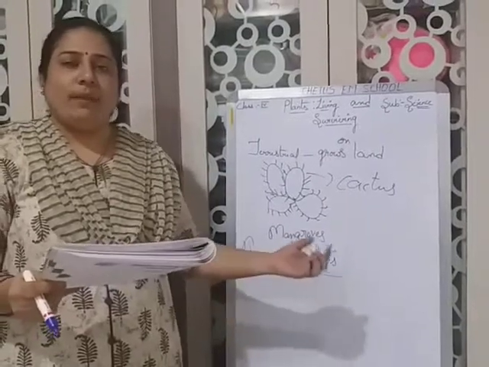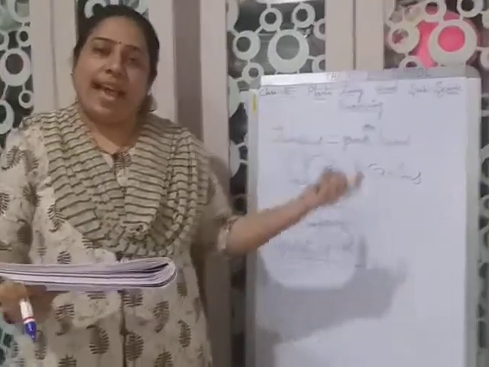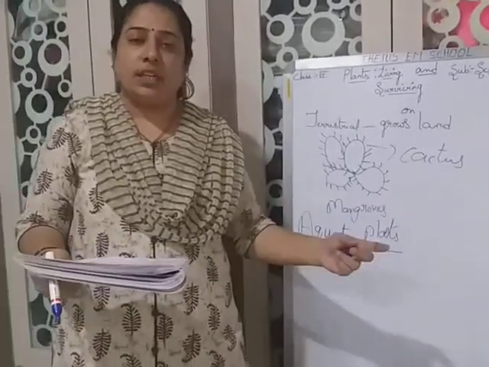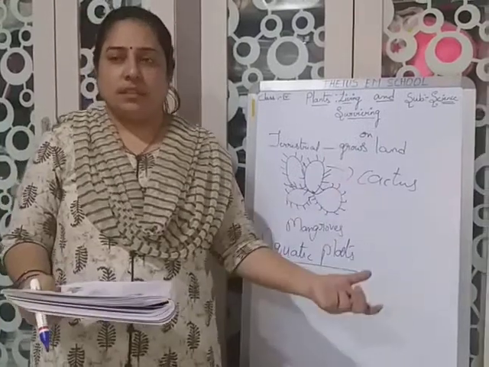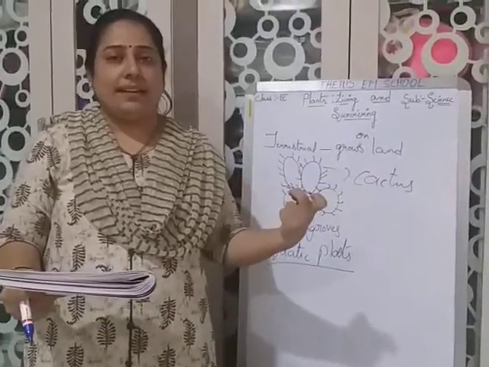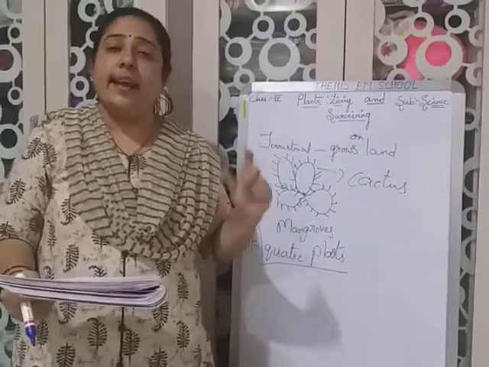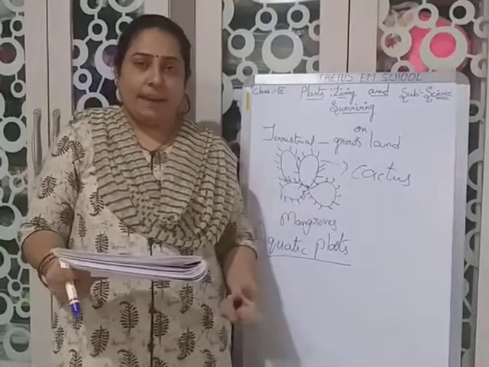Next one is aquatic plants. Aquatic plants means what? We have seen aquatic animals, the animals that live in water. Aquatic plants are plants that grow in water. We have seen the lotus plant first, which grows in water. Plants that grow in water are called aquatic plants.